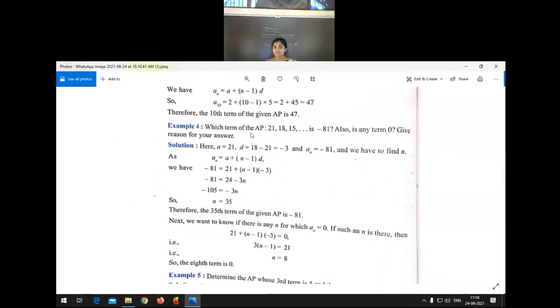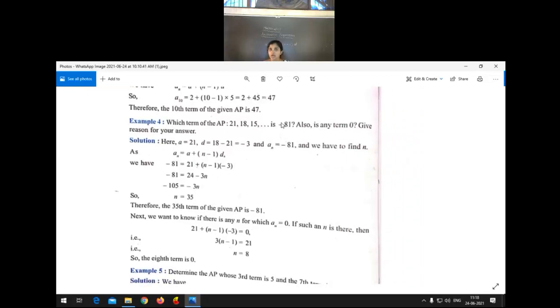Which term of the AP 21, 18, 15, and so on, up to minus 81? In the sense, minus 81 is a term of this AP, but you have to identify the position. Which place is minus 81 in? That you have to find out here.